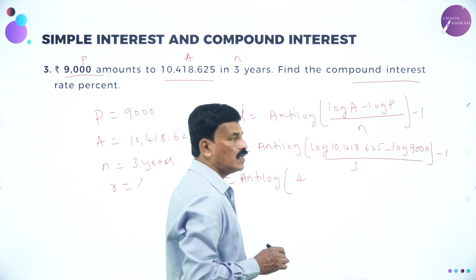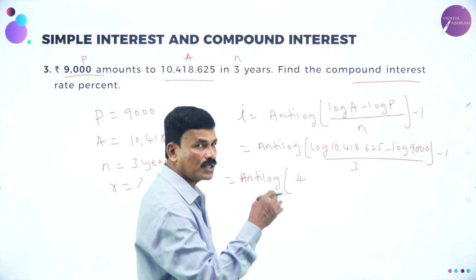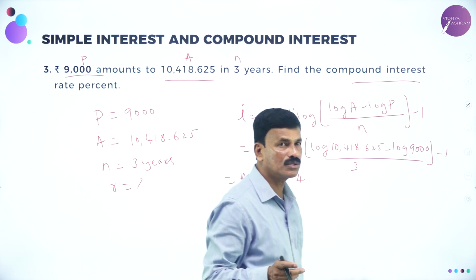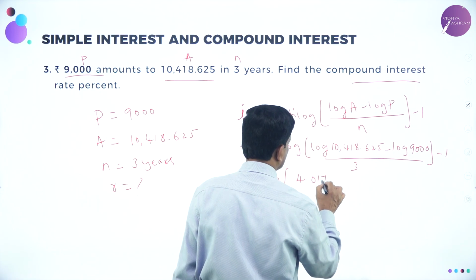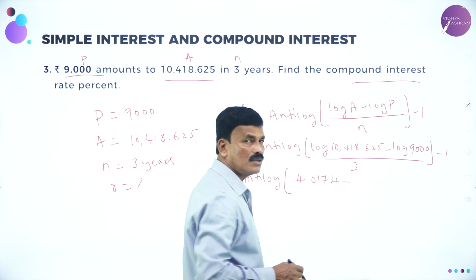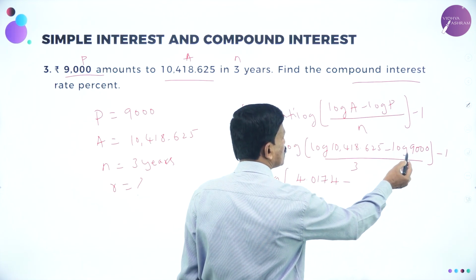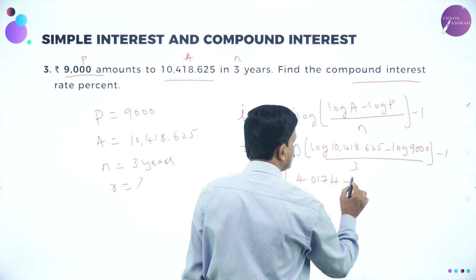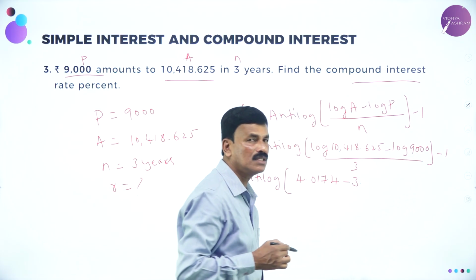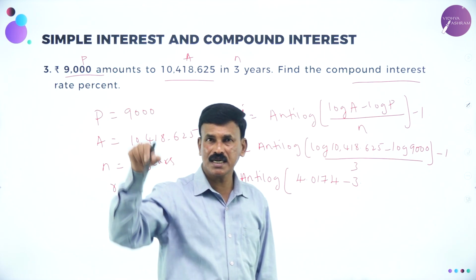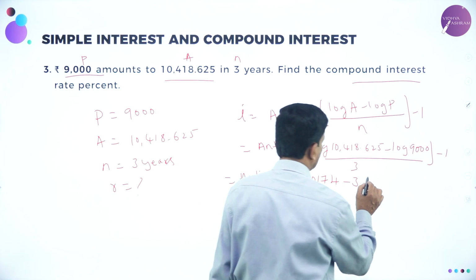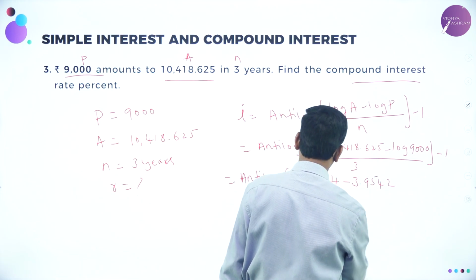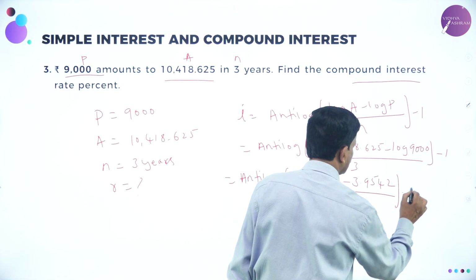4 point, logarithm at 10, 4 and mean difference 1 is equal to 0.174. So 4.0174 minus. Now what is the characteristics for this? How many digits are there? 1, 2, 3, 4 digits. 4 minus 1 is 3. Logarithm of 9000, the mantissa is 9542. So 3.9542 divided by 3 minus 1.